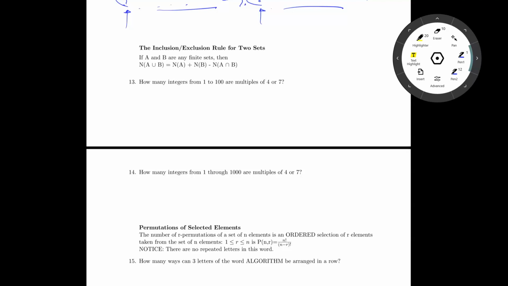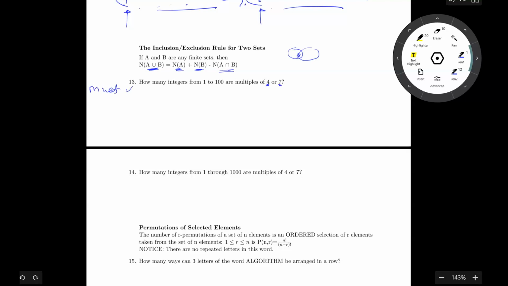Okay, so we're moving on to where if I want to count the number in two sets, if I count the number in A and the number in B, and there's an overlap, then I need to subtract off that which I counted twice, and that would be the number in A and B, correct? All right, so we've done this a little bit, so I've done multiples of 4, but now I want to find the multiples of 4 or 7.